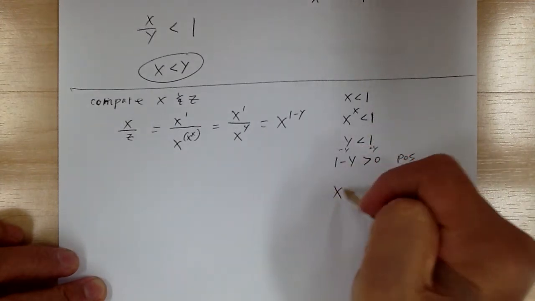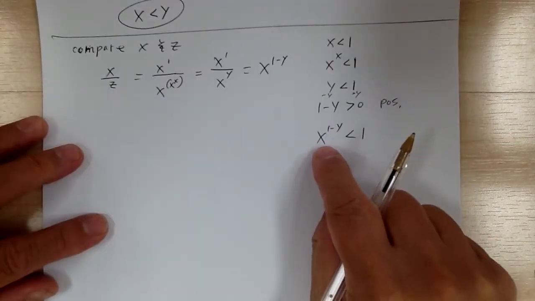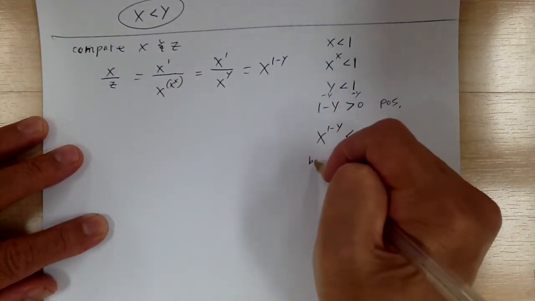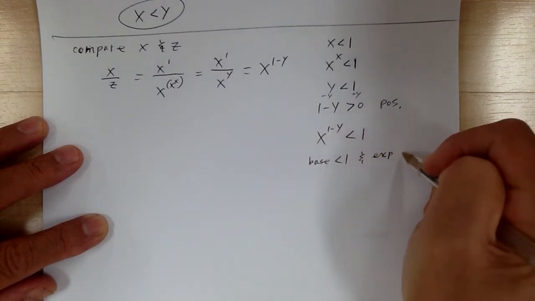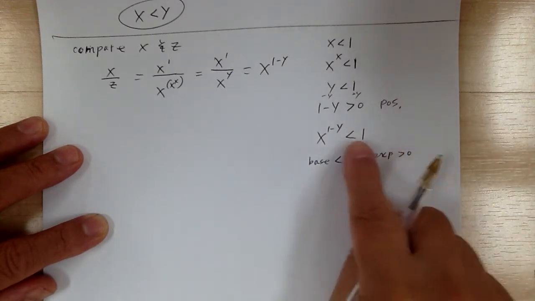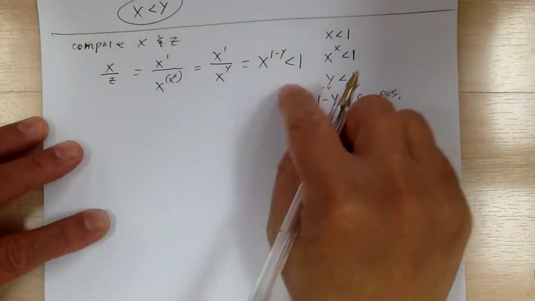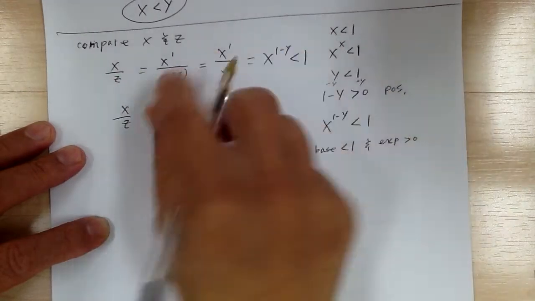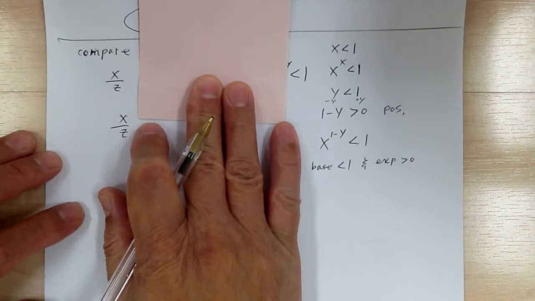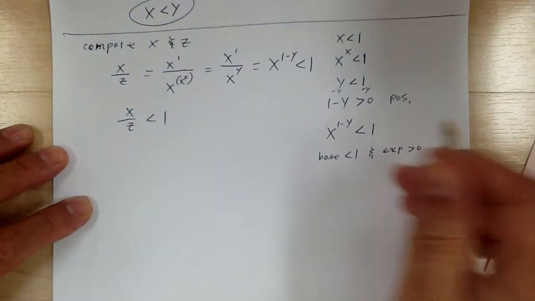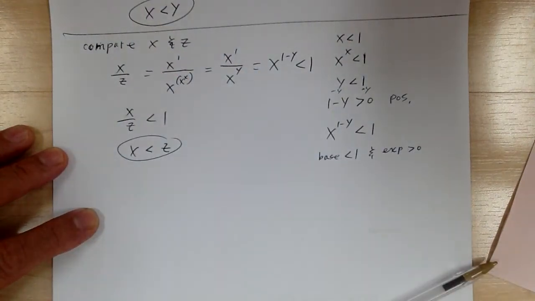So again, x to the 1 minus y is going to be less than 1, because when the base is less than 1 and the exponent is positive, you're going to get less than 1, just like before over there. So we have x over z. Again, you just drop the middle part, so x over z is less than 1. Cross-multiplying, you get x is less than z. So we know that x is the smallest number.